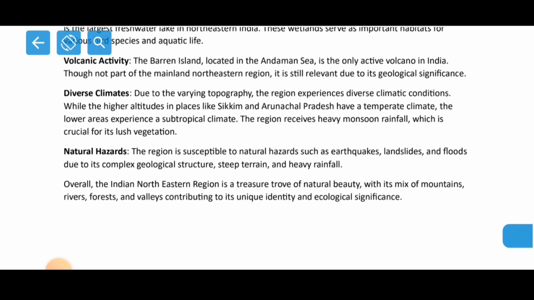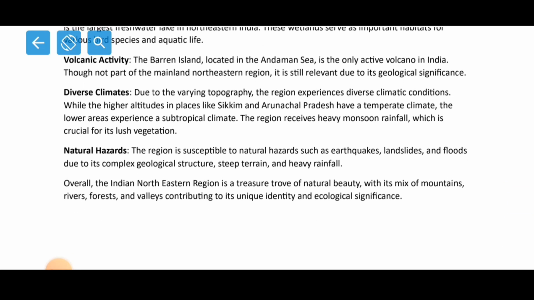Now let's see diverse climate. Due to the varying topography, the region experiences diverse climatic conditions. While the higher altitude places like Sikkim and Arunachal Pradesh have a temperate climate, the lower areas experience a subtropical climate. The region receives very heavy monsoon rainfall, which is crucial for its lush vegetation.